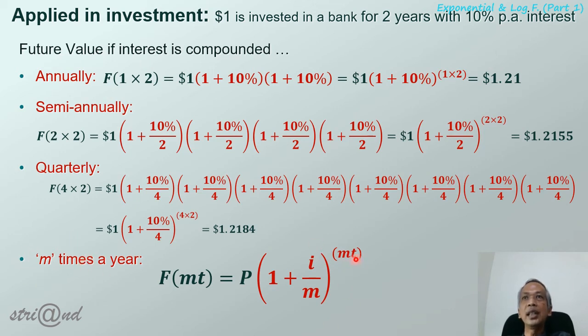times t. T is, again, the number of years or the number of period we are talking about in the example. So this is the general formula to find future value when money is invested for T period, and the interest is I here in one period. And the number of times interest is compounded in a period or in a year is M.